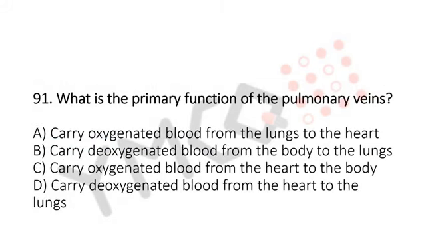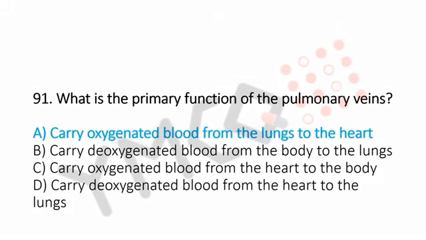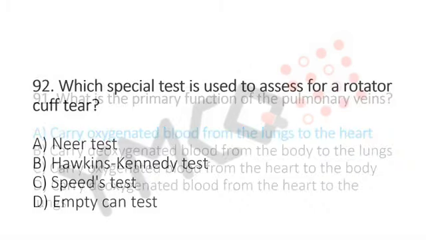What is the primary function of pulmonary vein? Option A, carry oxygenated blood from lung to the heart. Option B, carry deoxygenated blood from body to the lungs. Option C, carry oxygenated blood from heart to the body. Option D, carry deoxygenated blood from heart to the lungs. And the answer is option A, carry oxygenated blood from lung to the heart. Now let's move to question number 92.